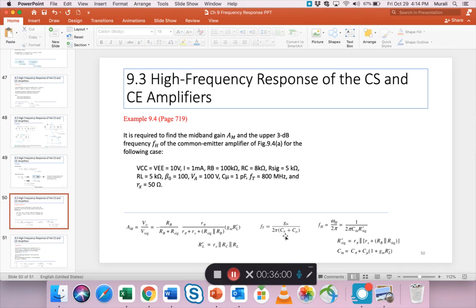Then the next step he finds FH. To do that he needs C in, which comes out to be 128 picofarads. Then R sigma prime is 1.65 kilo ohms. He plugs everything in and comes up with 754 kilohertz as the 3 dB or high cutoff frequency, 754 kilohertz.